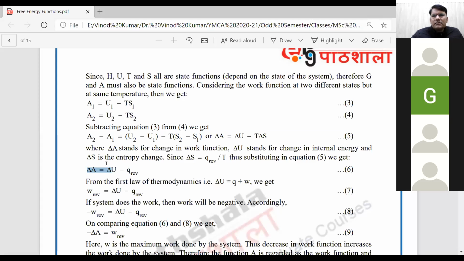Sir, can you please repeat equation number 7? Okay, just wait a minute. Up to equation number 6, I think no problem is there. We have calculated the change in the work function A, which is equal to the change in internal energy minus Q reversible, correct? So leave this equation number 6. Yes, sir, no problem. So now come to the mathematical form of the first law of thermodynamics. The first law says what? Change in internal energy delta U is equal to Q plus W.